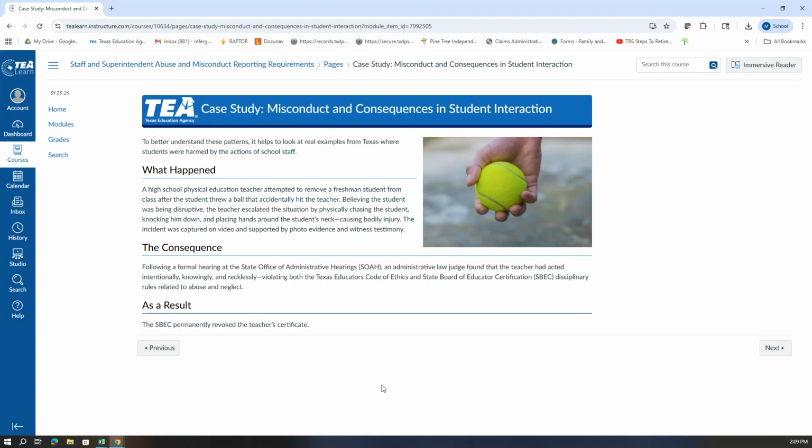Following a formal hearing at the State Office of Administrative Hearings, an administrative law judge found that the teacher had acted intentionally, knowingly, and recklessly, violating both the Texas Educator Code of Ethics and SPEC disciplinary rules related to abuse and neglect. SPEC permanently revoked this teacher's certification.